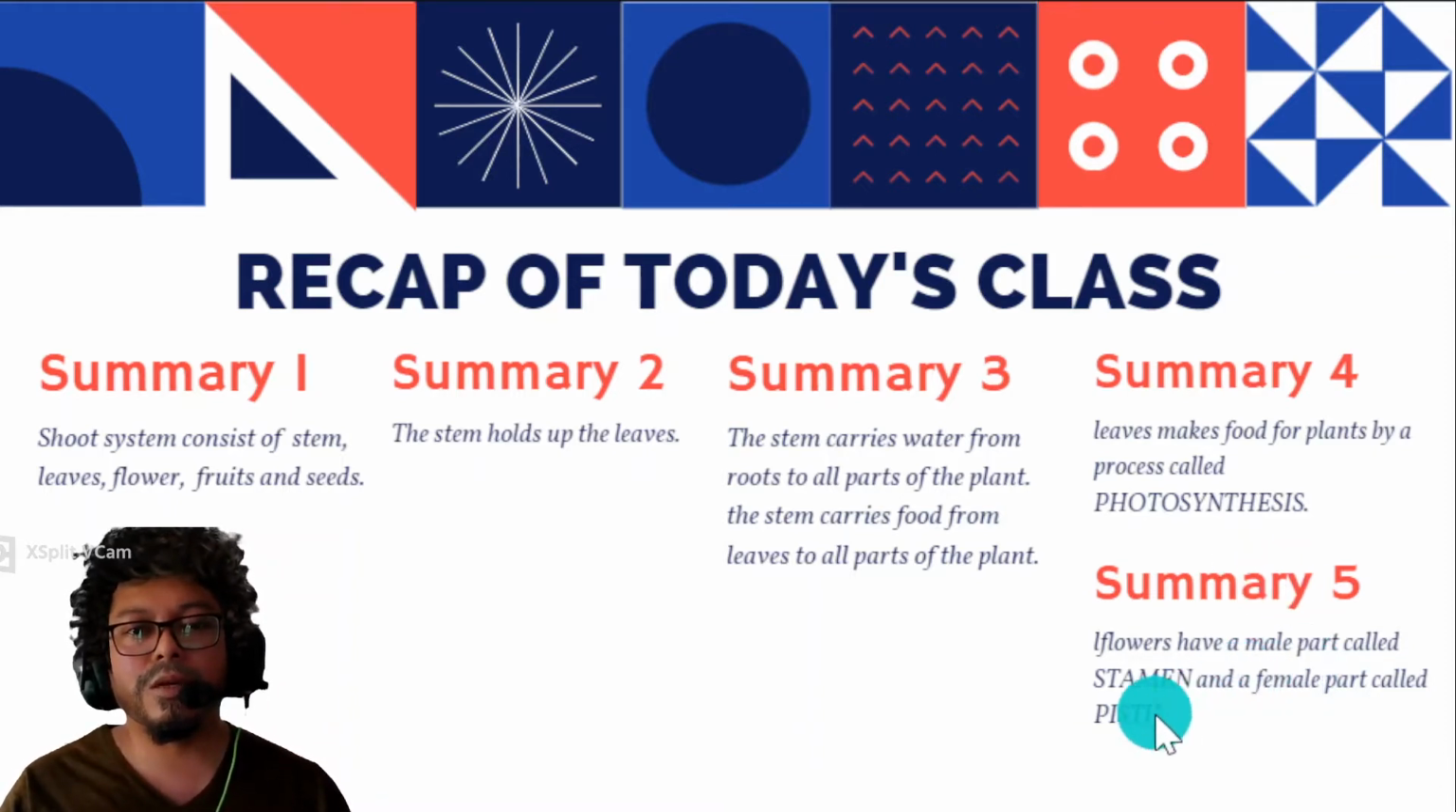So summary number 5, flowers have a male part called stamen. Stamen consists of filament, anther, pollen, and a female part called pistil. Pistil, stigma, style, ovary, and ovules.